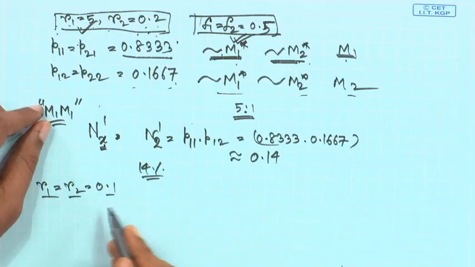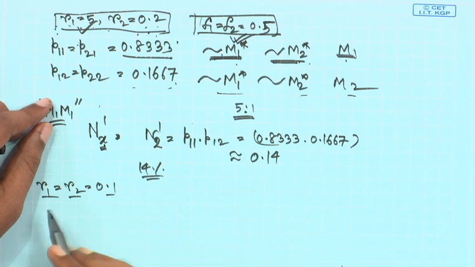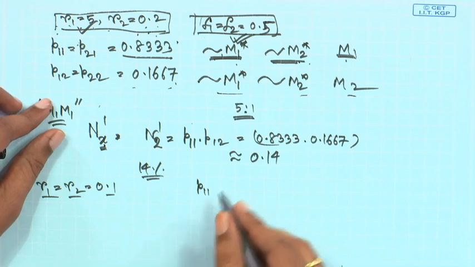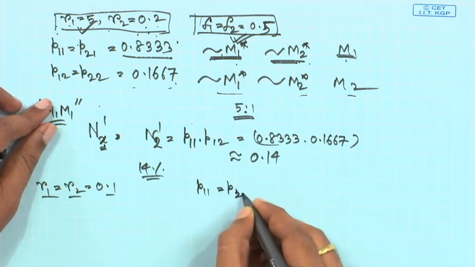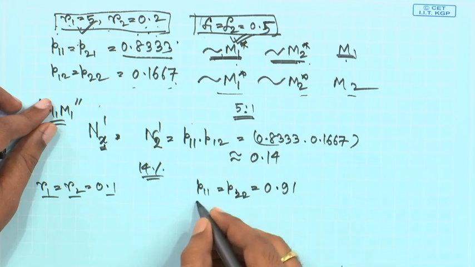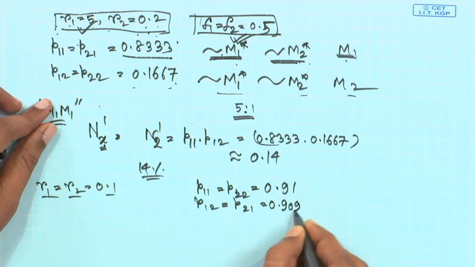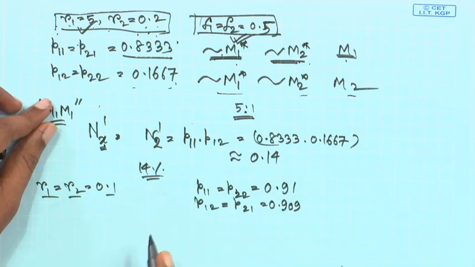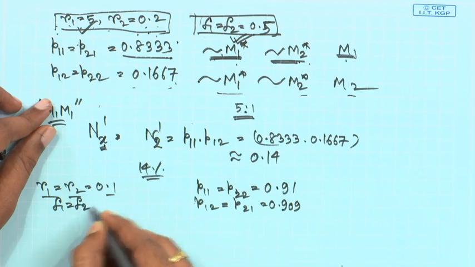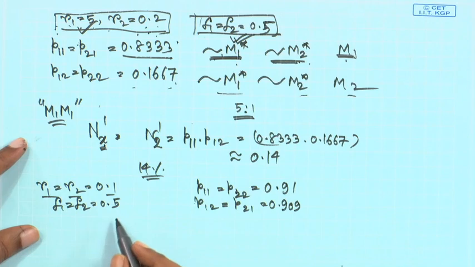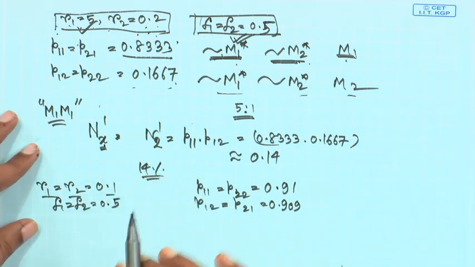So, let us find out from this kind of microstructure analysis you can have the answer to all these questions. R1 equals R2 equals 0.1, let us say. Then your P11 equals P22, this comes as 0.91, and P12 equals P21, that comes as 0.909, and let us say you have taken F1 equals F2 equals 0.5. So, then the question is what is the sequence length distribution for a single M1 unit.